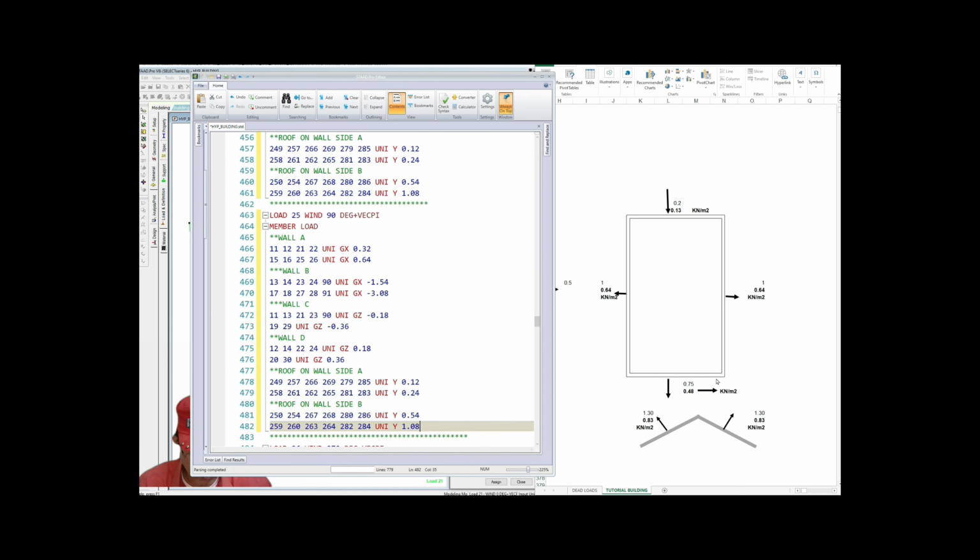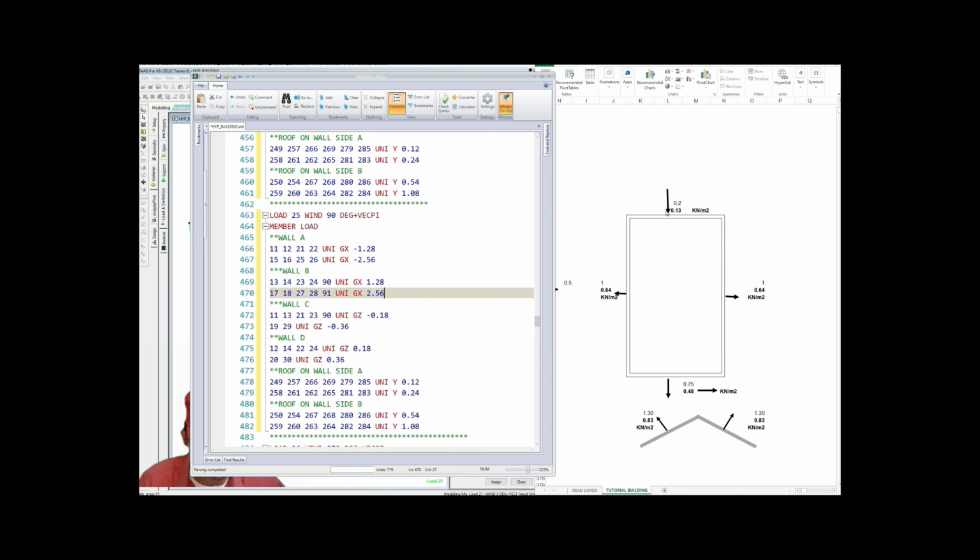Now see, on wall A and wall B, 0.64 into 2 is equal to 1.28 in negative x direction. Then 0.64 into 4 is 2.56, in negative x direction. Then this will be in positive direction with the same values, 1.28 and 2.56.